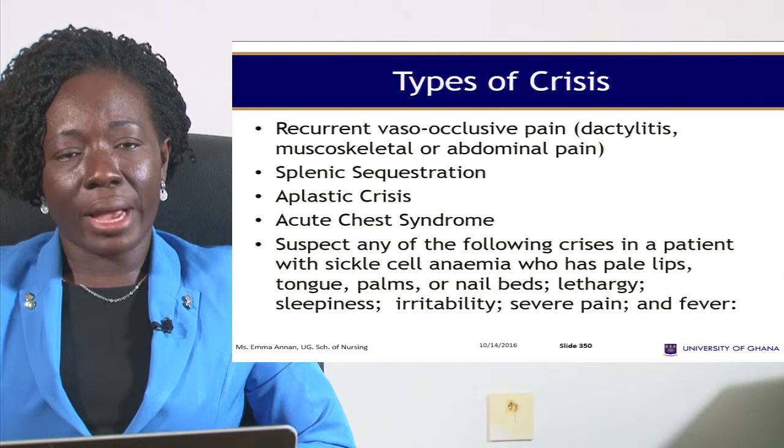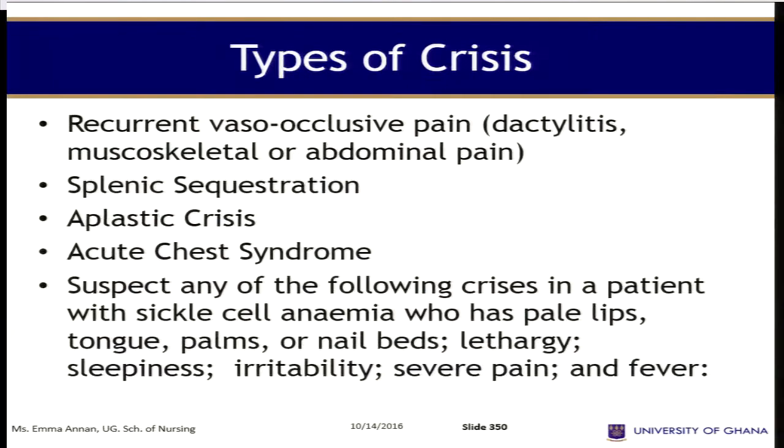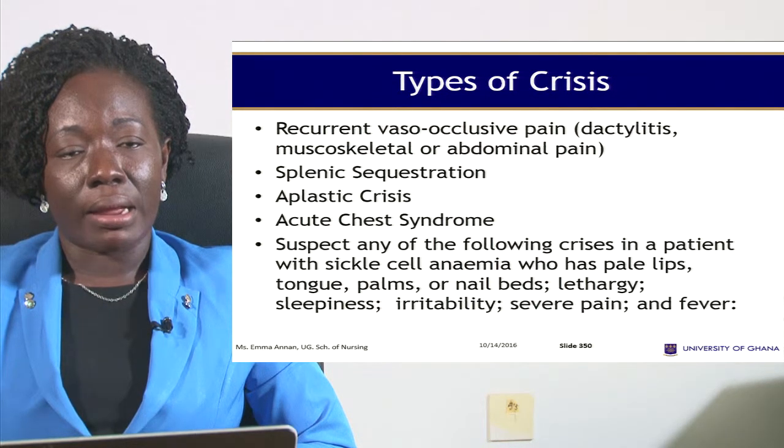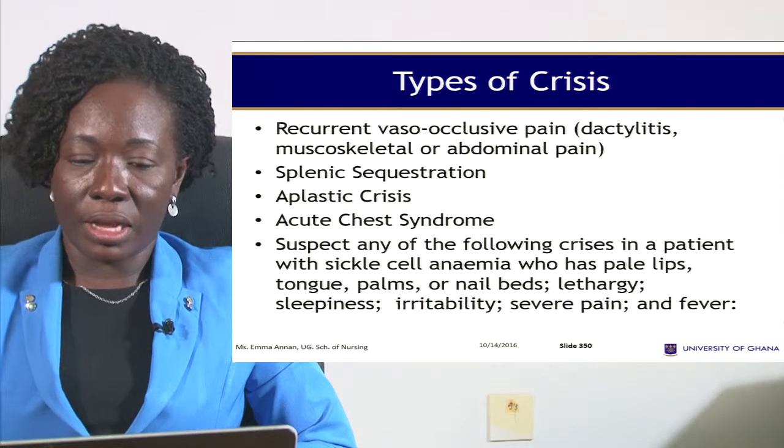The first one is the recurrent vaso-occlusive crisis. We have the splenic sequestration, the aplastic crisis, and the acute chest syndrome. Suspect any of these crises in a patient with sickle cell anemia who has pale lips, tongue, palm or nail beds, or presents with lethargy or sleeplessness, irritability or severe pain and fever. Then you should suspect the above crises and do further investigations.